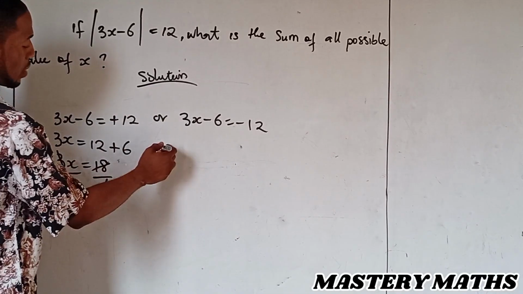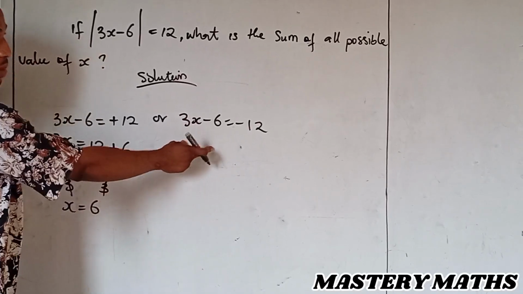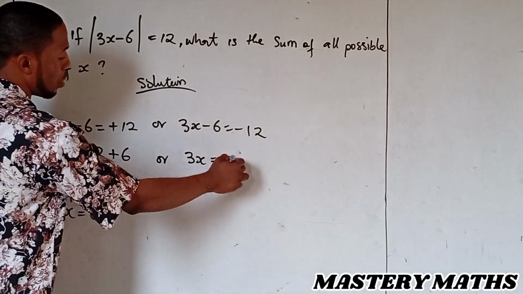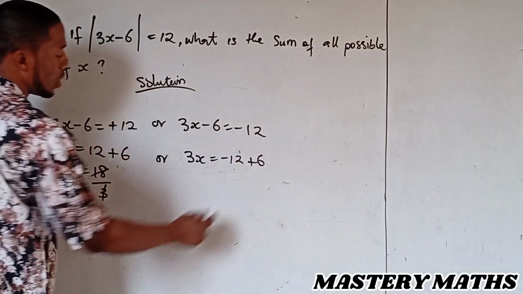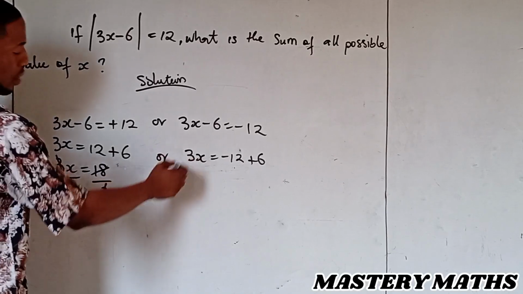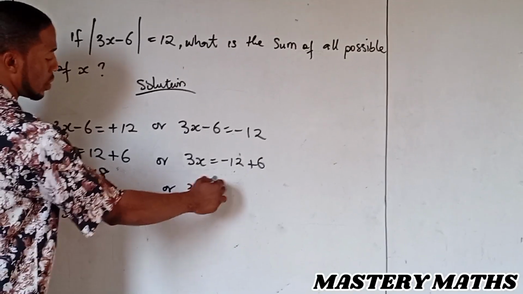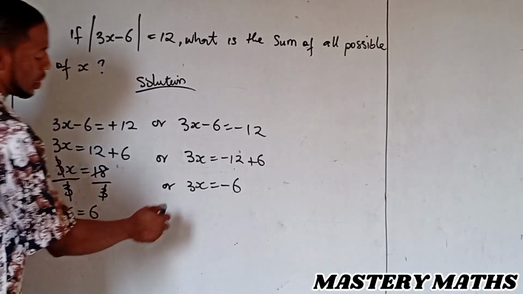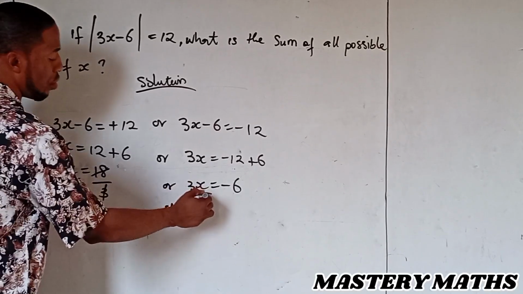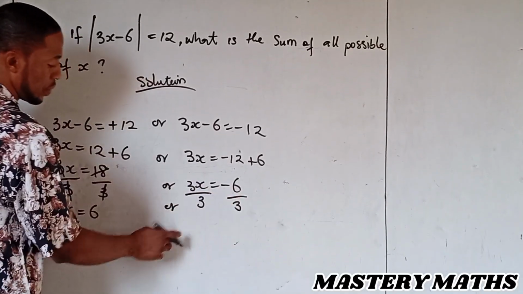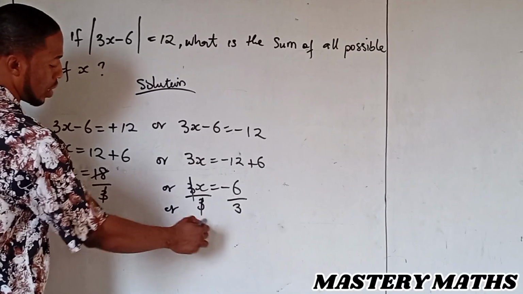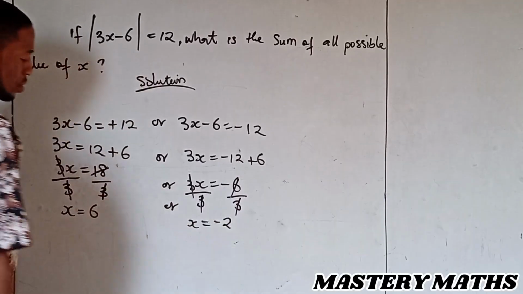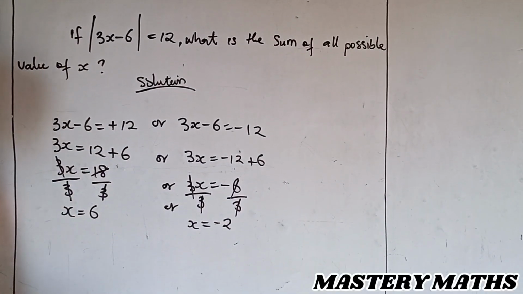Now, coming to this part, the same thing will be done here. We collect our like terms, which is 3x is equal to minus 12 plus 6. Then you have 3x is equal to minus 6. Now we divide both sides by the coefficient of 3. When this cancels this, you have your x. This into this, you have your minus 2 on the board.